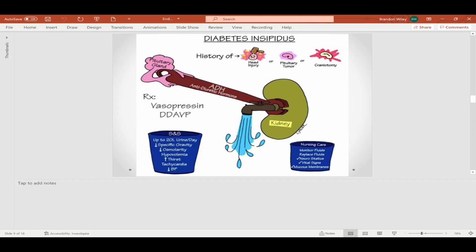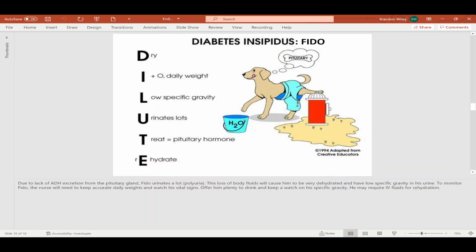Here is just another picture. You can remember the acronym DILUTE, so dry, nursing intervention, I's and O's, daily weights, because they're probably going to lose a bunch of body weight. Remember how much one pound of that is. Low specific gravity, urinates lots, treats, you want to treat with the pituitary hormone, so your vasopressin, DDAVP, and then rehydrate. And then just another picture, for all you guys that need to learn visually. All right, do you guys feel comfortable with that?